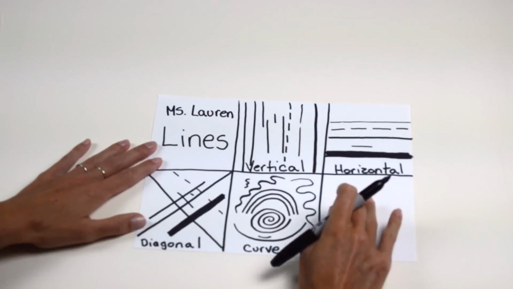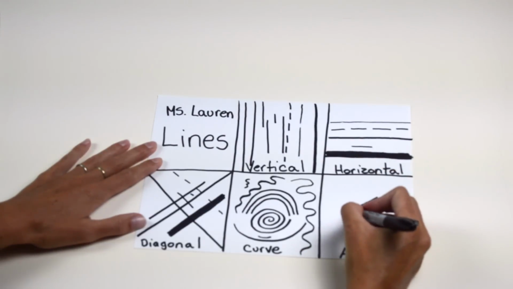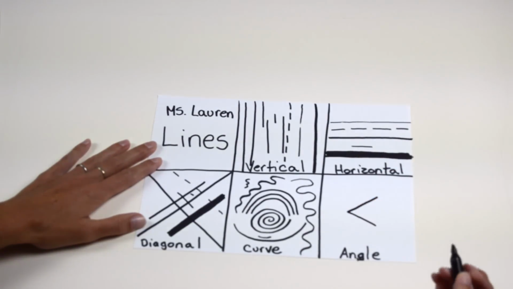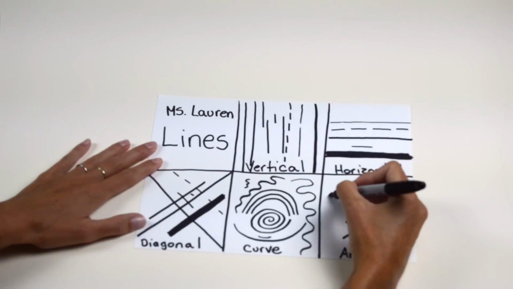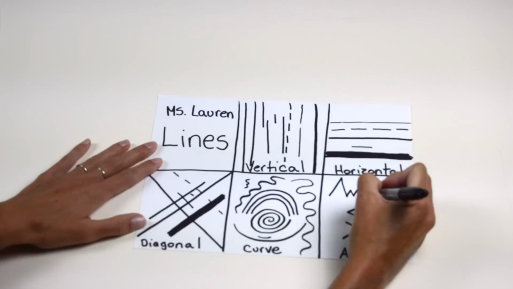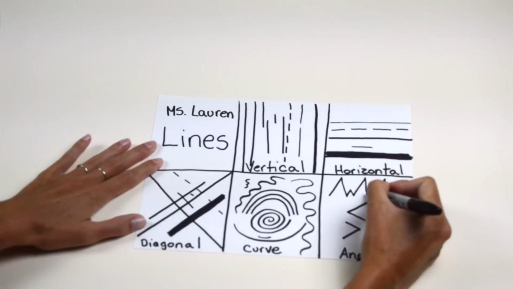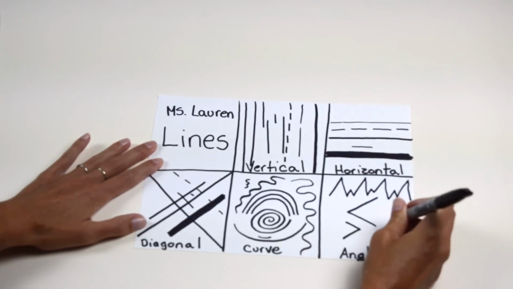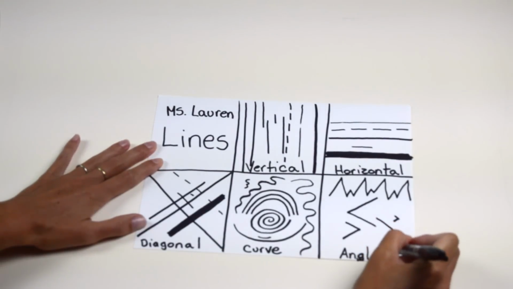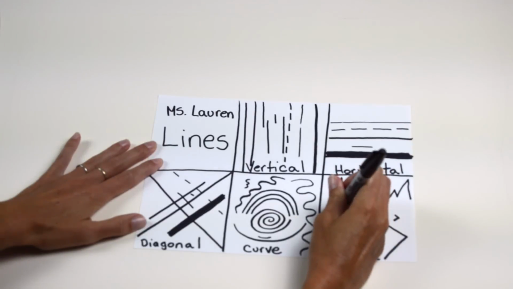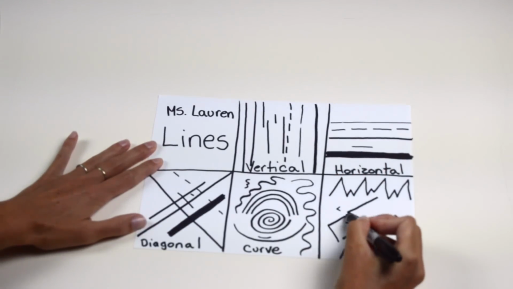You can think of it as almost like a triangle, like an open triangle. So here would be an angle, like a greater than or less than symbol, right? Or look, it looks like a heartbeat almost, or a mountain range. These are all angles. They're pointed, open triangles, right? And again, they can be small or large. They can be thin, or they can be bold and thick.